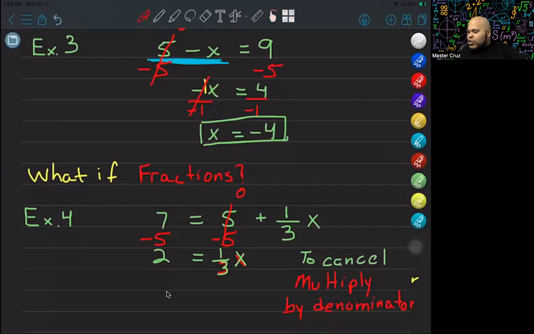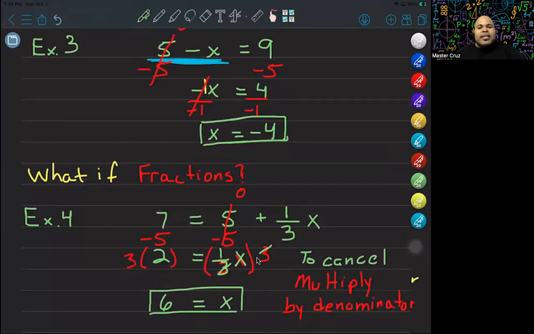So here we go. All you've got to do is multiply by 3 on both sides, because that's the denominator. And 3 times 2 is 6. And this equals, well, the 3's cancel, because that's the whole point of multiplying times the denominator, to cancel the fraction. And you're just left with 1x or x. So x equals 6. That's how you solve a problem if you have a fraction.